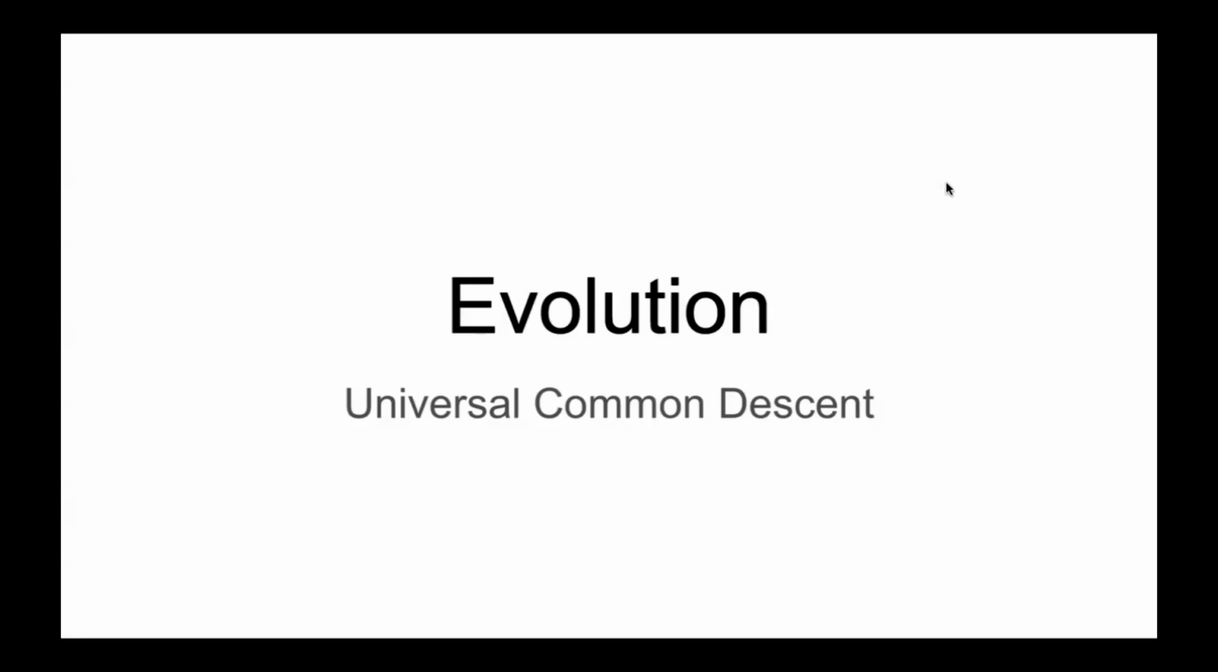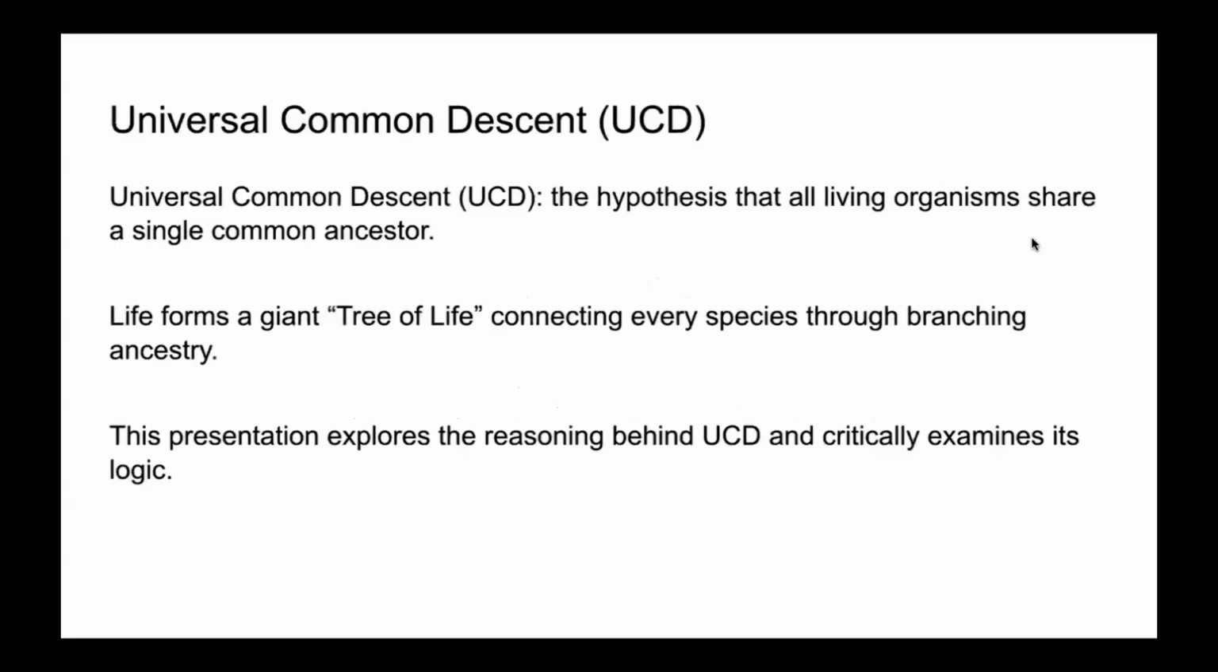And with regards to this episode, we're just going to be looking at how particular people infer data to conclude that universal common descent is occurring. Just to start off with a definition, universal common descent is essentially the hypothesis that all living organisms share a single common ancestor in the distant past, right? And to make that a bit simpler, it's essentially the view that life forms a giant tree of life, and that this tree of life connects every species through branching ancestors.